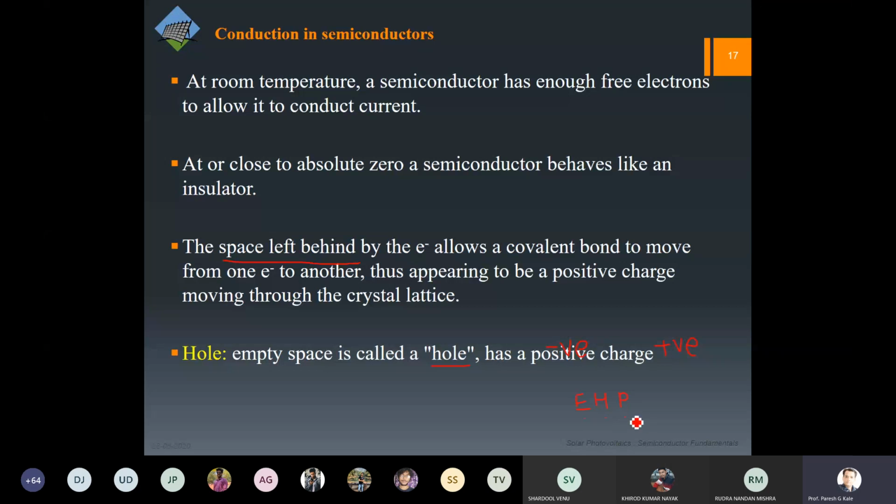So wherever a hole is created, obviously an electron should be moved out. So that's why this will always occur in pair, and the equilibrium will always be maintained. Later in solar cell, we will understand that we have to create these electron hole pairs, and we have to make some arrangement such that electron conducts and hole conducts.